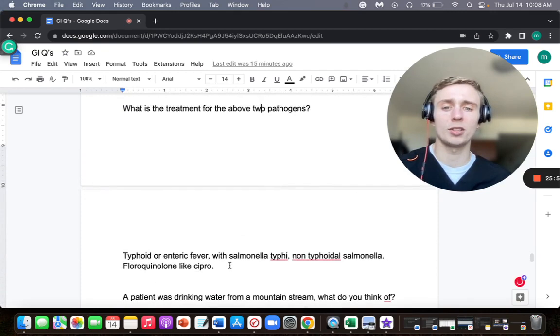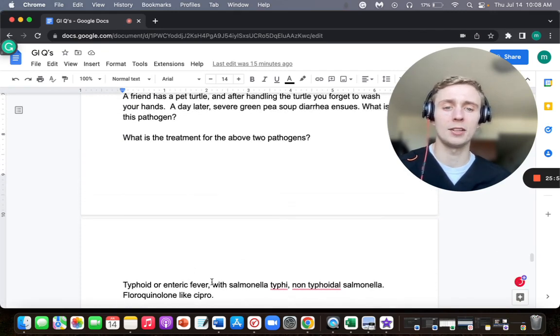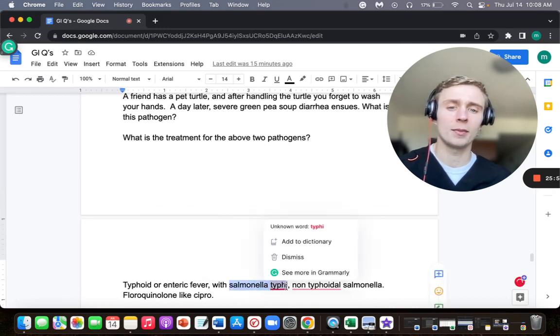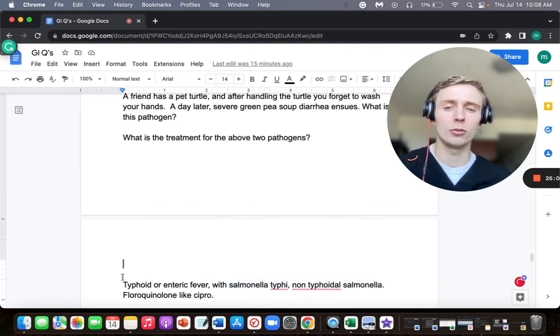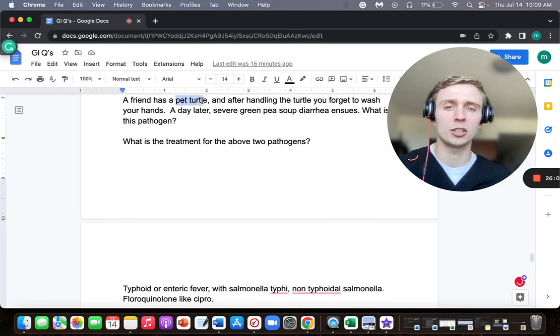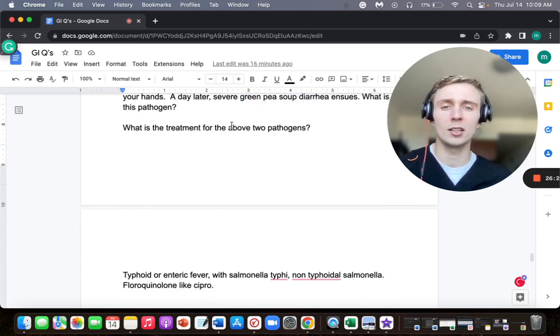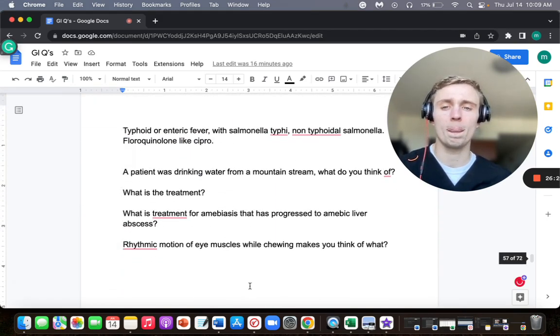So that's going to be typhoid or enteric fever with Salmonella typhi, which is the first one. So that's that classic rose spots and the classic paradoxical bradycardia for those two things, with also the pea green soup diarrhea. And the second one, after touching the turtle, the reptile, so after touching a reptile, you can also get non-typhoidal Salmonella. So non-typhoidal Salmonella is typically after handling reptiles, and you have that also severe green pea soup diarrhea. And the treatment for both is fluoroquinolones like ciprofloxacin. So you can do Cipro for both of those.